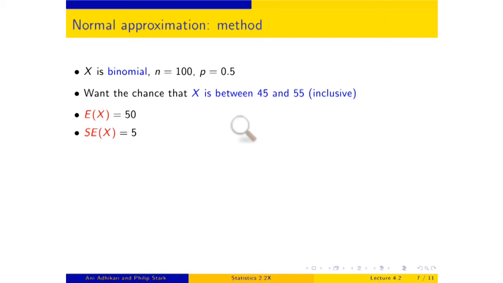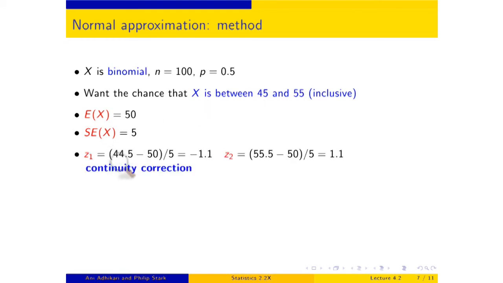So what are we going to convert to standard units? We are going to convert the edges of those yellow bars that we said were at, not at 45 and 55, but at 44.5 and 55.5. That was the continuity correction. So you convert to standard units. You convert to the z's, so value minus the mean divided by the SD, as before. That happens to be minus 1.1. And then the second one, on the right-hand side, the value minus the mean divided by the SD is symmetrically plus 1.1. And what you want is the area in between.